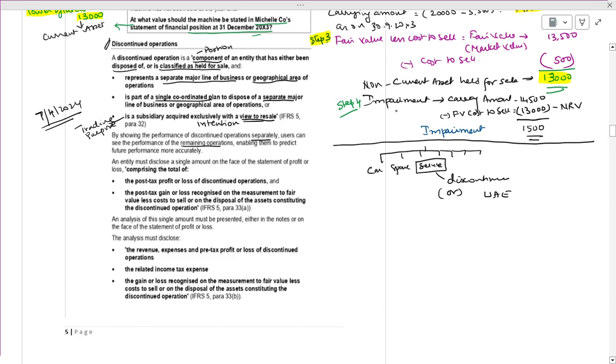Means what will happen? You are talking about the income statement. Now, when we have decided that we are going to discontinue one operation in one location, we are talking in terms of a location that we are discontinuing. Then you should not show it in the normal income statement, that is, in sales, cost of sales, operating expenses. That is very important.